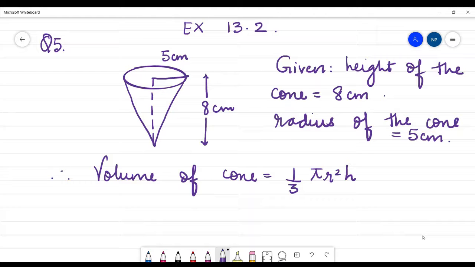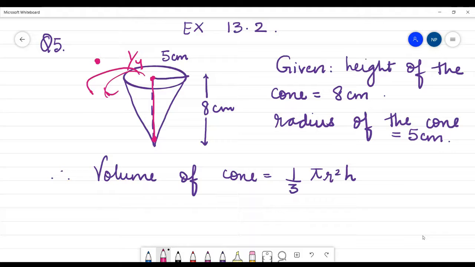If you see this particular cone that is inverted, the height given in the question is 8 centimeter and the radius of its top, which is open, is 5 centimeter. It is filled with water up to the brim. When lead shots, each of which is a sphere of radius 0.5 centimeter, are dropped into the vessel, one-fourth of the water flows out. That means when a lead shot is dropped here, one-fourth of the water flows out of the vessel.